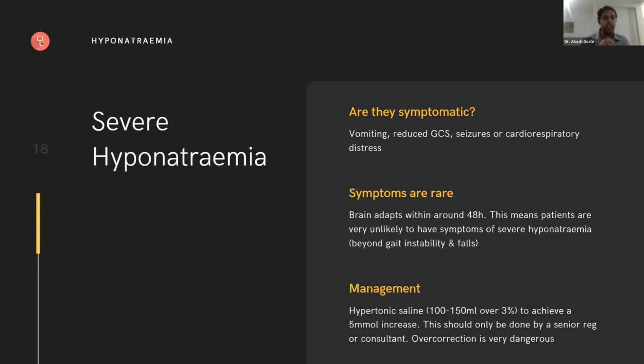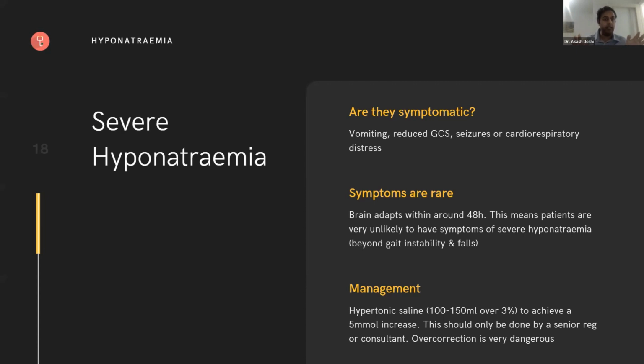And when I say acutely, I mean it's happened within 48 hours, because the brain adapts very quickly. It adapts within 48 hours. And so your patients who've been hyponatremic for quite some time, they will not really get any of these symptoms. And just to illustrate that, I had a patient only a few months ago who had a sodium of 98.